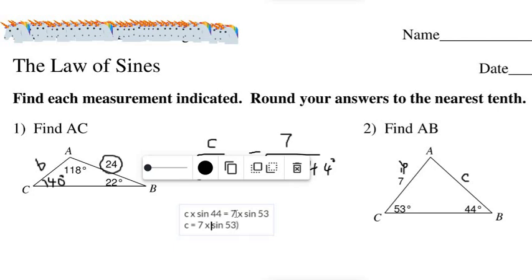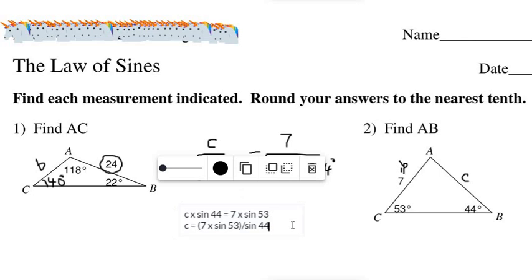So this divided by sine 44 degrees. And using our calculator, c happens to be 8.04, and to the nearest tenth that would be just 8.0 or 8.